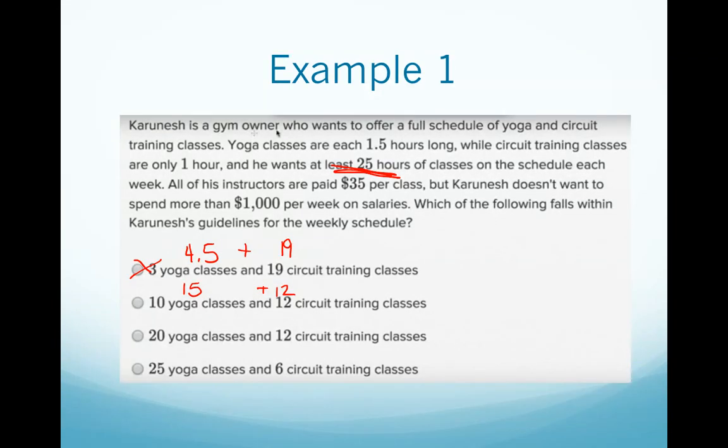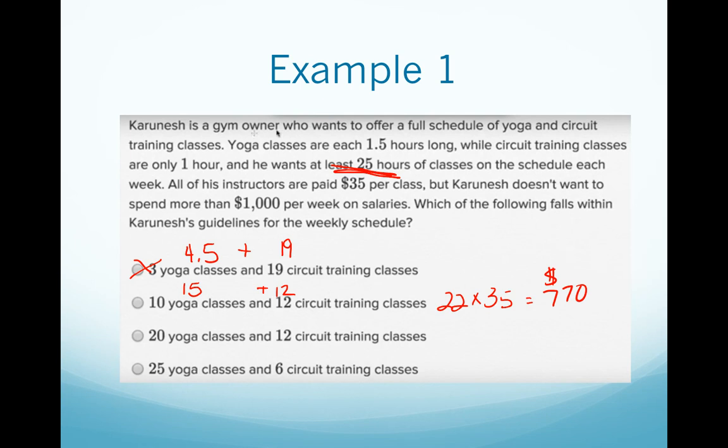So then as far as the amount of money goes, here it's $35 per class. So your total number of classes here is 22. And then it's times the 35 per class. And he doesn't want to spend more than $1,000 per week. So we need to be less than that $1,000. So here, if we take the 22 times 35, that gives us $770. So that meets the criteria.